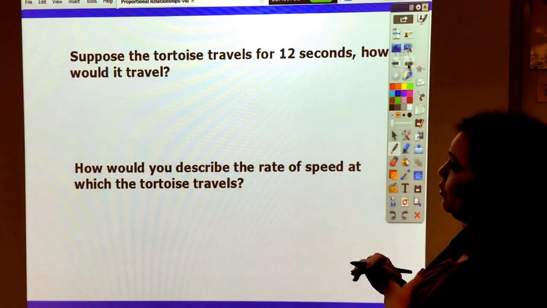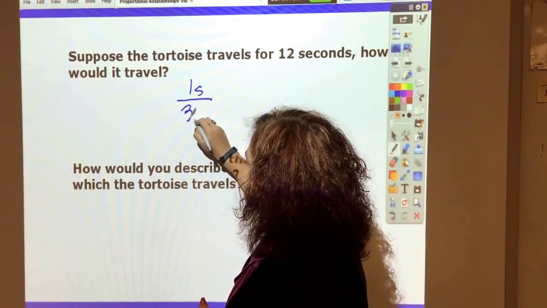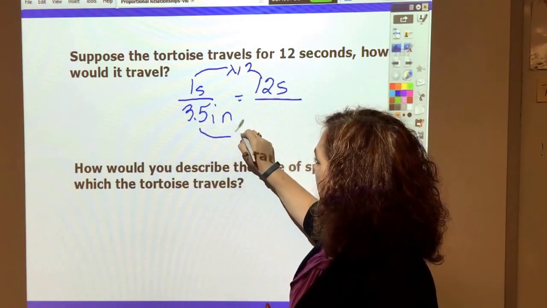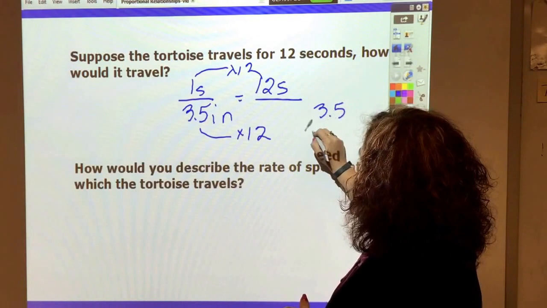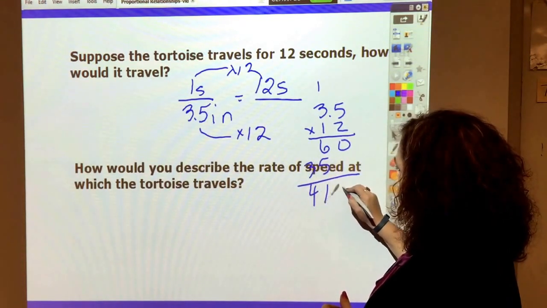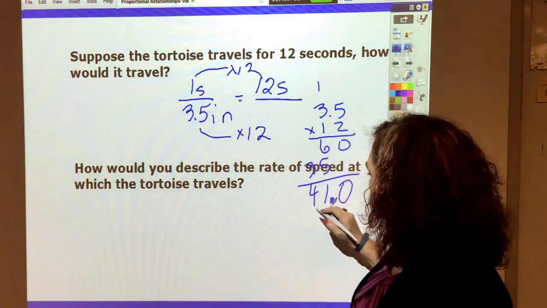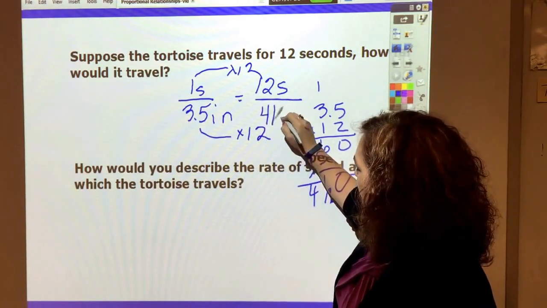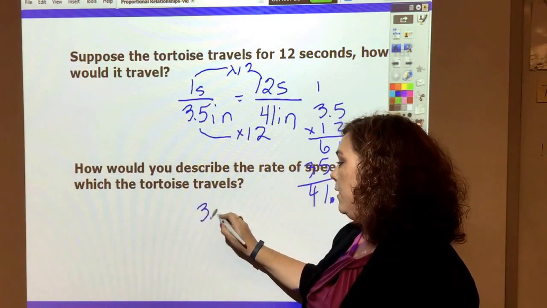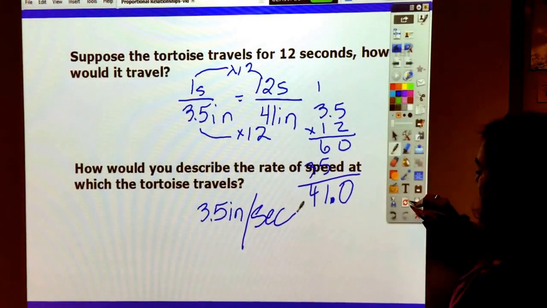So suppose the tortoise travels for 12 seconds. How far would it travel? Well, if in 1 second it traveled 3.5 inches, then for 12 seconds I would go 3.5 times 12, which would be 42 inches. That is how far it would travel. So how would you describe the rate of speed at which the tortoise travels? Well, we just talked about that. We said 3.5 inches per second. That's the tortoise's rate of speed.